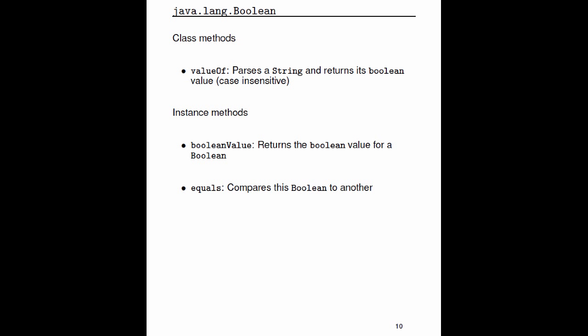I want to dive into a little bit of details on this. So java.lang.Boolean has some static methods, one of which is valueOf, which parses a string and returns its Boolean value, so true or false. Once you have an instance of java.lang.Boolean, you can invoke methods like booleanValue to return the little b boolean value for that. And then java.lang.Boolean also overrides the equals method to compare one Boolean to another. I'm sure it overrides toString and hashCode and things like that too.